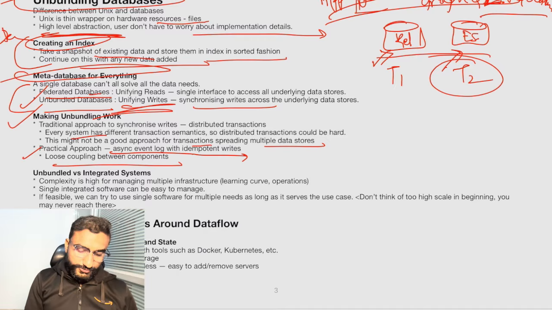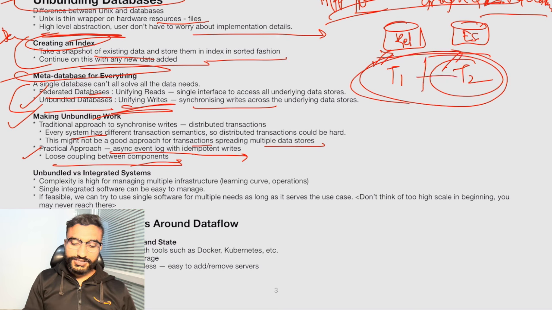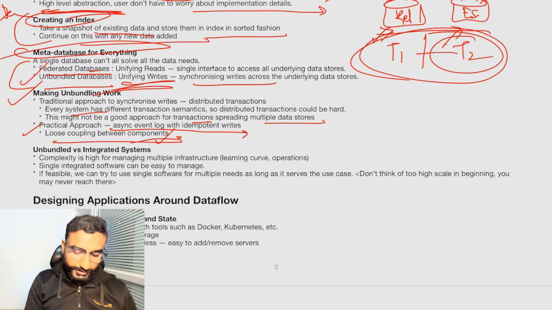It also ensures a loose coupling between the components. Earlier you were trying to combine these two transactions together, so there was coupling. We were trying to create that atomic operation, but now they are loosely coupled, so that's a good thing.